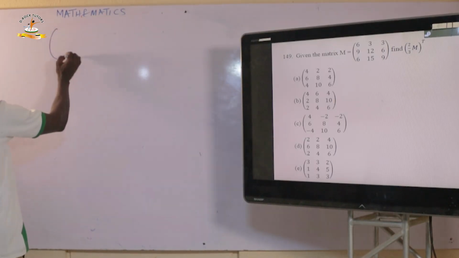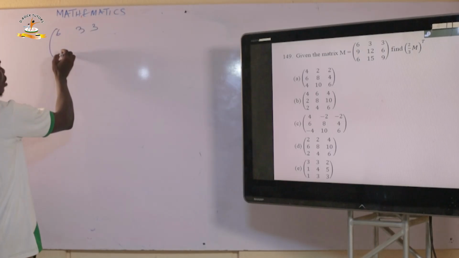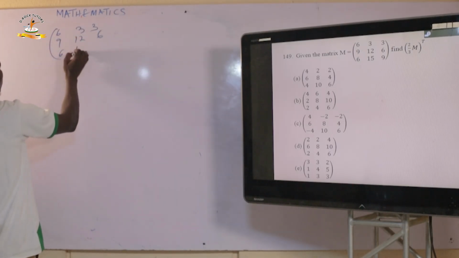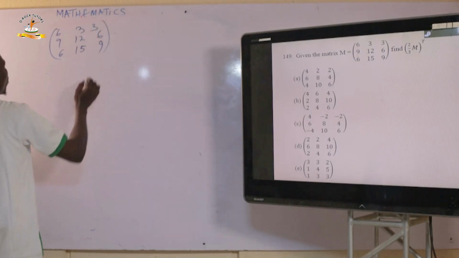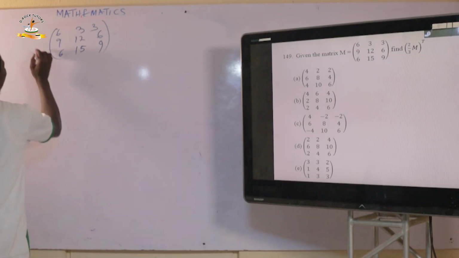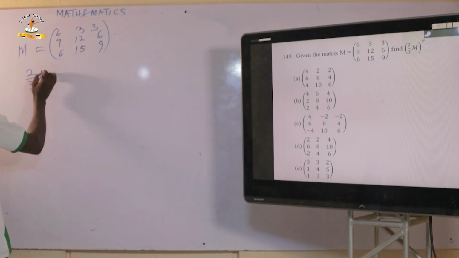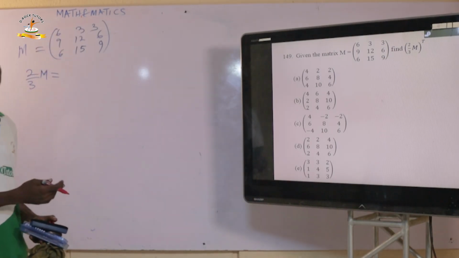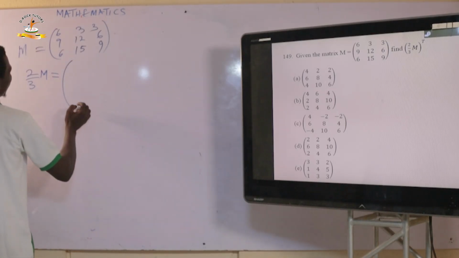So let's go. We have the matrix 6, 3, 3, 9, 12, 6, 6, 15, and 9. So what happens? Let's look for the scalar first. So this is M. So 2 over 3 of M means that I should multiply every one of the elements in this matrix M by 2 and divide it by 3.